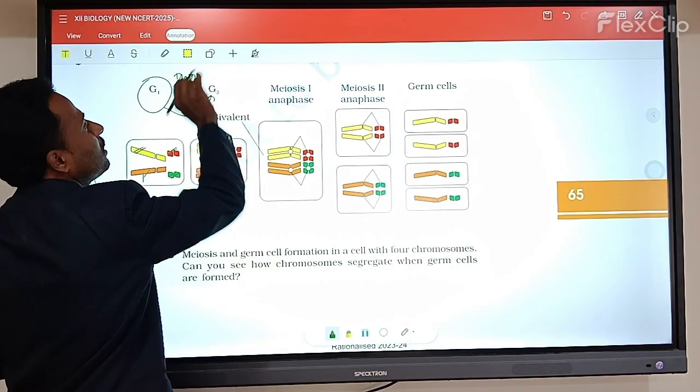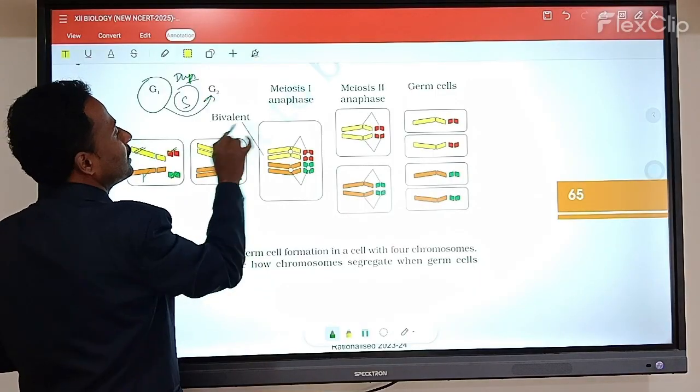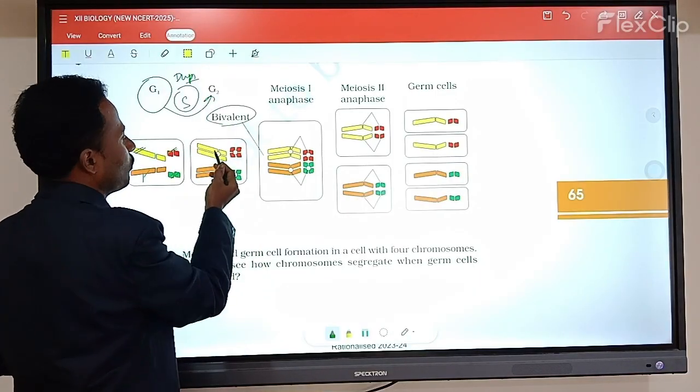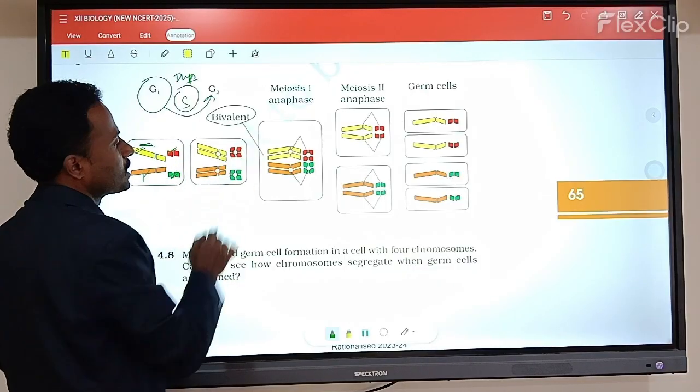In that S phase, what happened? Here the chromosome replication stage takes place. So they get formed as what? The bivalent chromosomes are formed. Here one becomes two chromosomes.